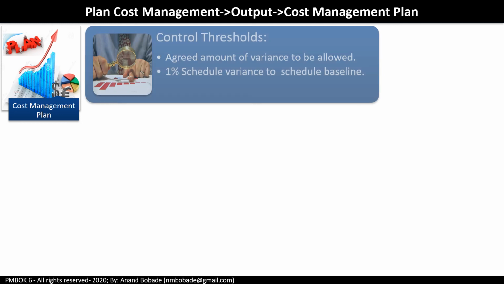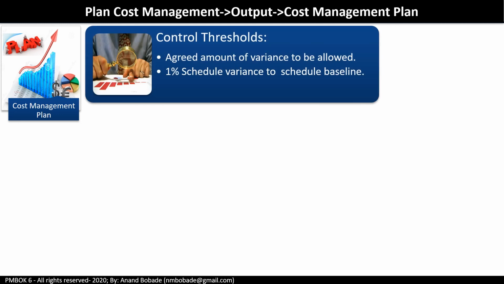Control threshold. These are the agreed amounts of variation to be allowed. Once a variance is detected, it will be compared against the threshold. Thresholds are usually set in terms of percentage deviation from the baseline. So any amount of variation above that threshold will trigger certain action. Now this action can be for the project manager, project team members, or maybe for a sponsor. These thresholds help the project manager to take informed quantitative decisions.